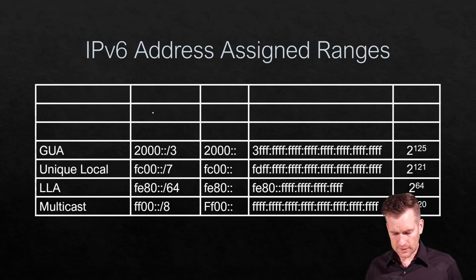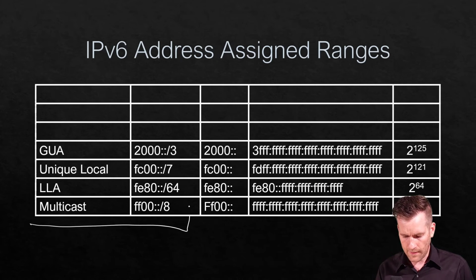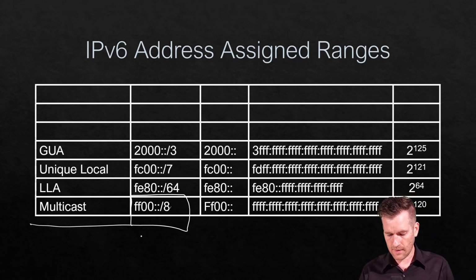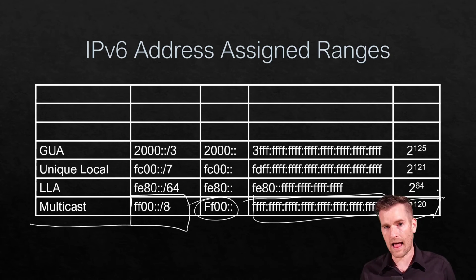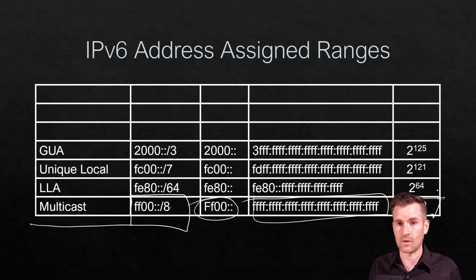So what does the multicast range look like? Well, that is going to be FF00::/8. So the range of it is anywhere from FF00:: to all Fs. And that gives us 2 to the 120th power, which means that there's a lot of different combinations with these multicast addresses.